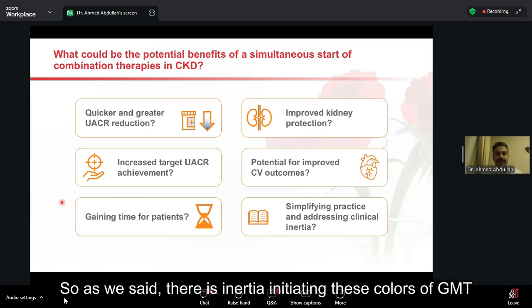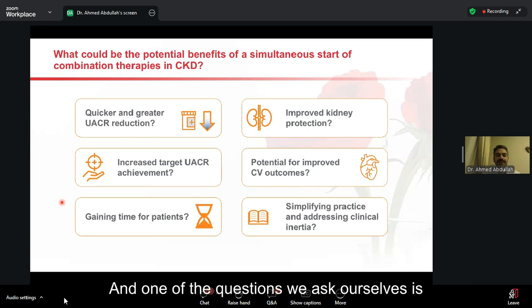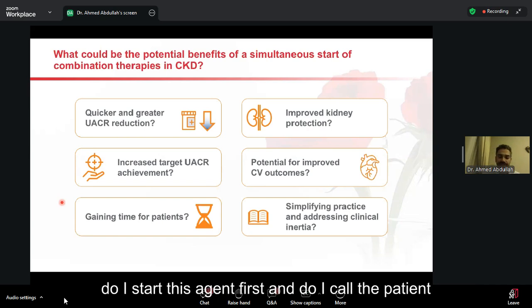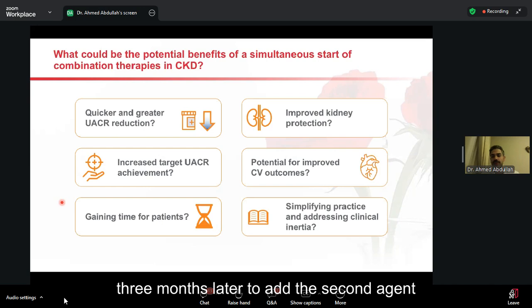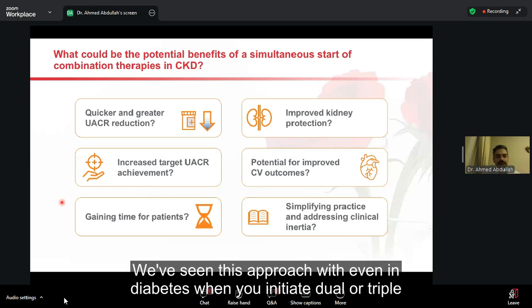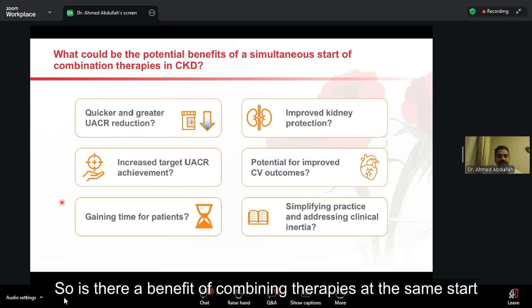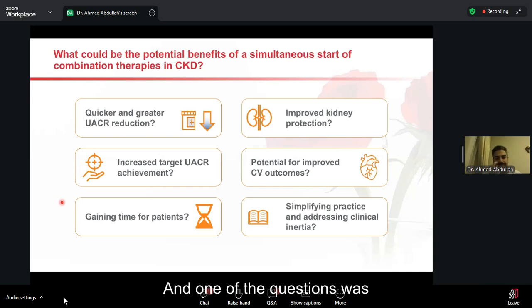So as we said, there's inertia in initiating these pillars of GDMT, guideline-directed medical therapy. One of the questions we ask ourselves is, do I start this agent first, and do I call the patient 2 months, 3 months later to add the second agent? Can I try them together? We've seen this with heart failure medications, and even in diabetes when you initiate dual or triple medications at once. So is there a benefit of combining therapies at the same start?